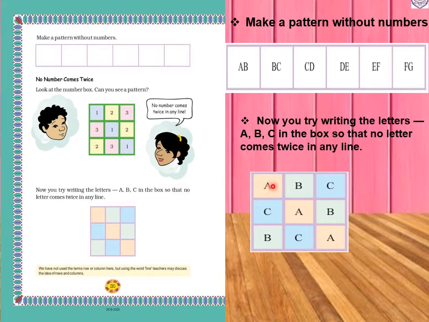So first in horizontal ABC, then CAB, then BCA. No alphabet is repeated. Same way in vertical ACB, then BAC, then CBA. So this way we will write the letters.